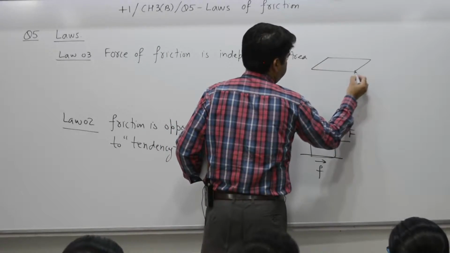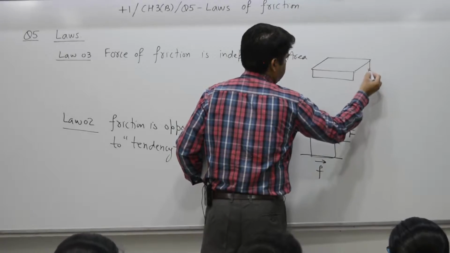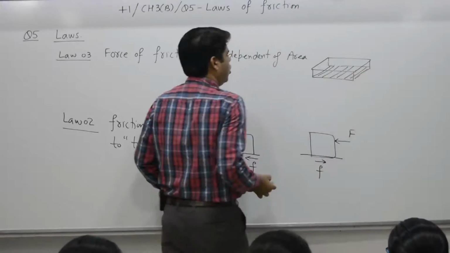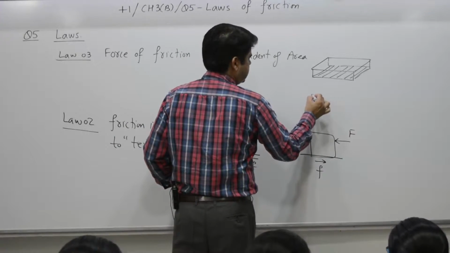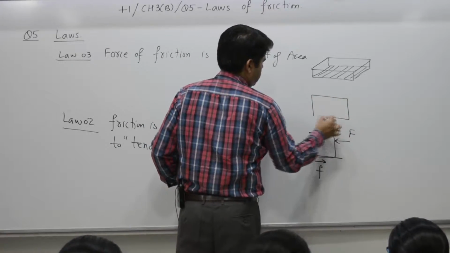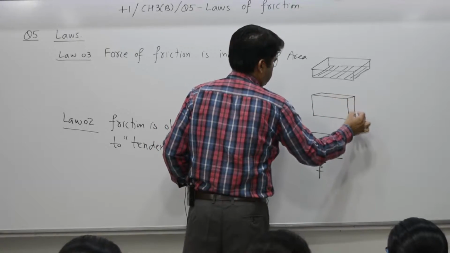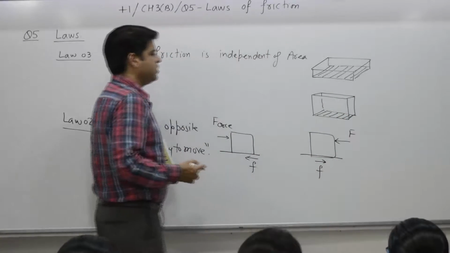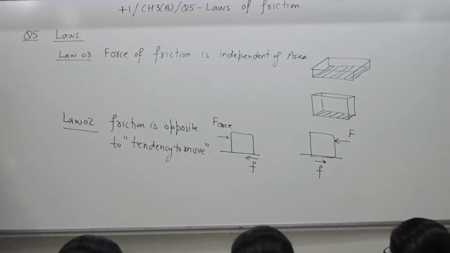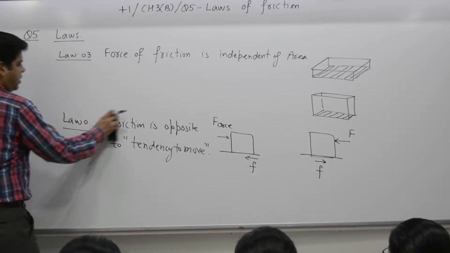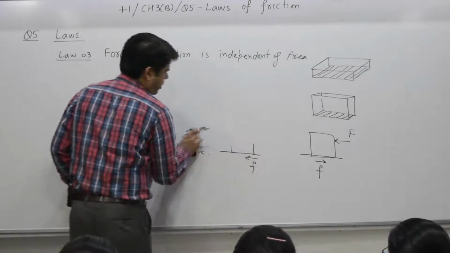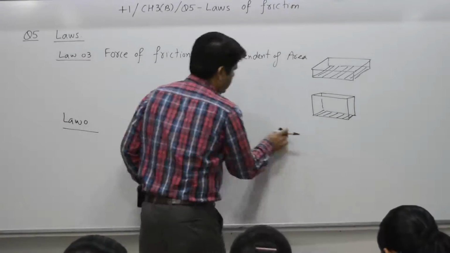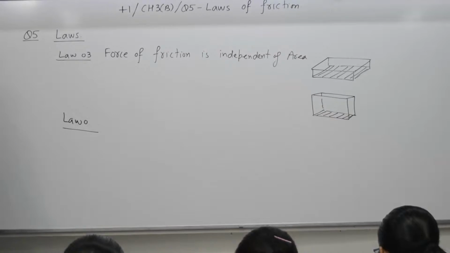Whether you place the object like this, where area of contact is large, or you place the object like this, where area of contact is less. In both the cases, frictional force comes out to be same. Law number 3. Law number 4 is what?